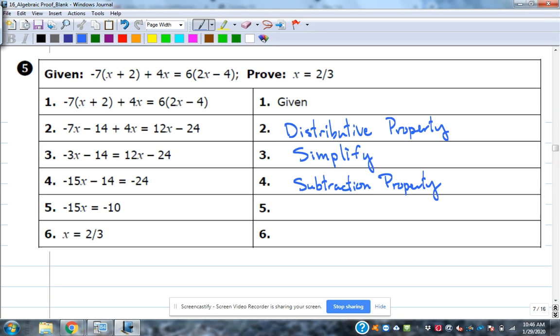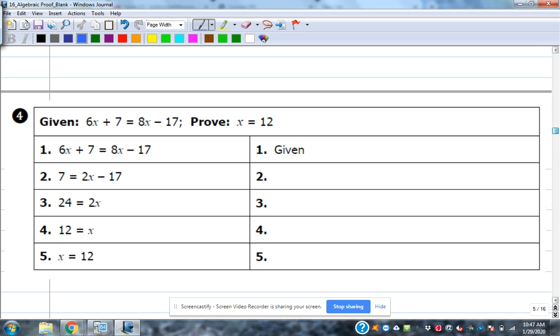And then 4 to 5. Addition property. And then finally, division property. Not too bad. Let's look at that. Because it changed the order, right? So symmetric property. Yeah, that's right.